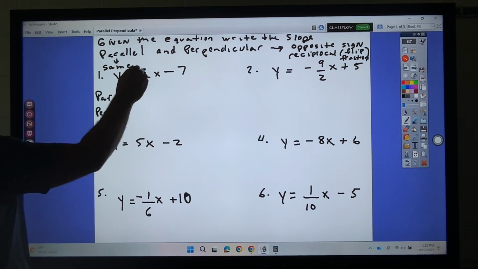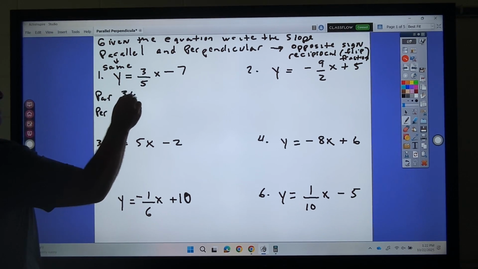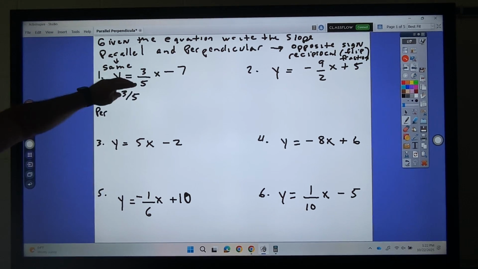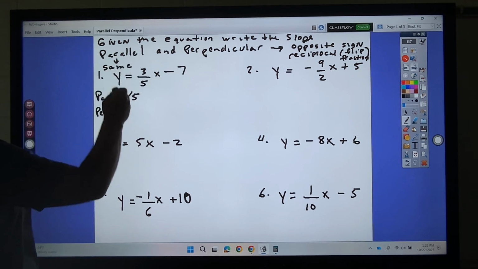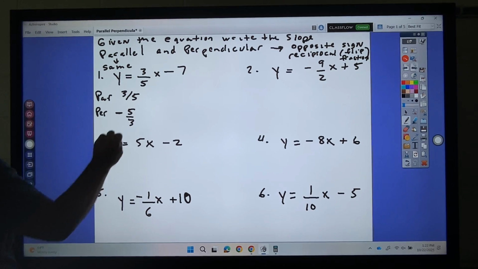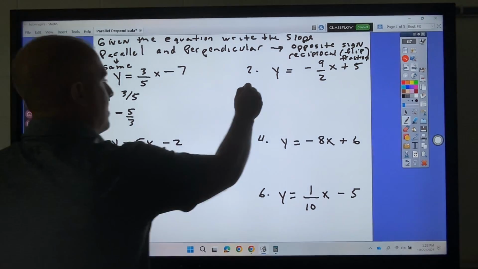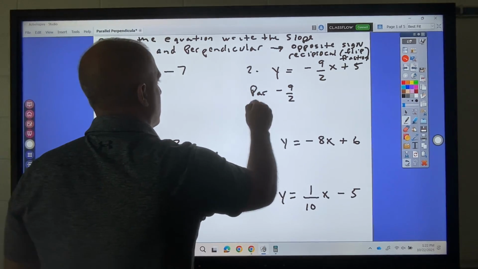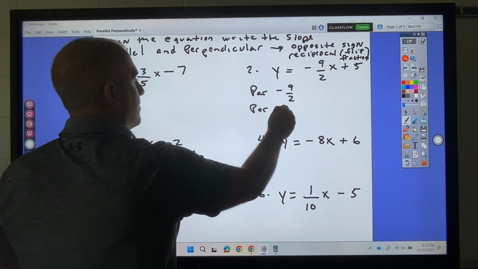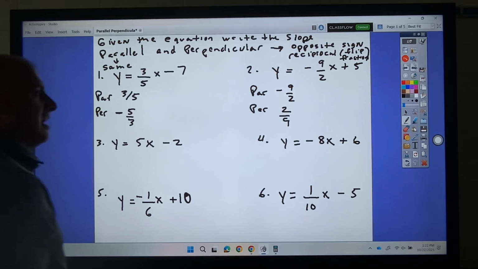If my slope is 3/5, parallel is the exact same. Now for perpendicular, opposite sign, so now it's negative, and then I flip that fraction upside down and it's 5/3. For parallel here, that slope is -9/2, which means perpendicular, it's now going to be positive 2/9.